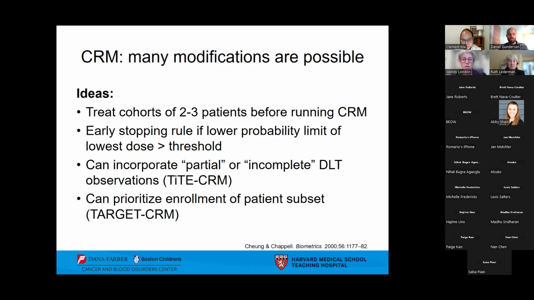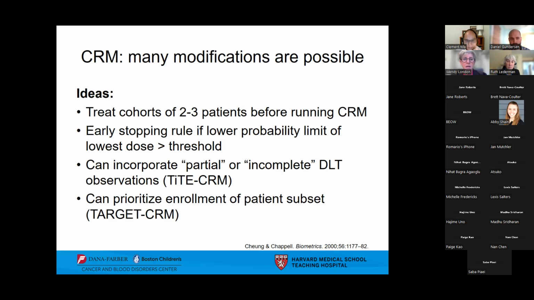our target toxicity threshold. Another way to modify the CRM is to make use of the time that we've observed a patient without having a DLT. That's called a TITE-CRM, or time to event. And so even if a patient hasn't completely finished the DLT observation period, we can include the amount of time that they were DLT-free in the model. And then now I'd like to talk about Dr. Ma's new design, the TARGET-CRM.